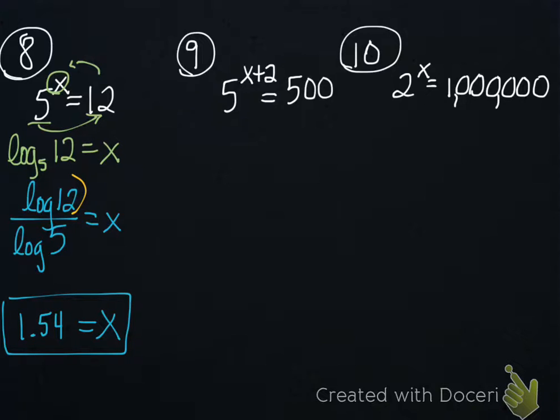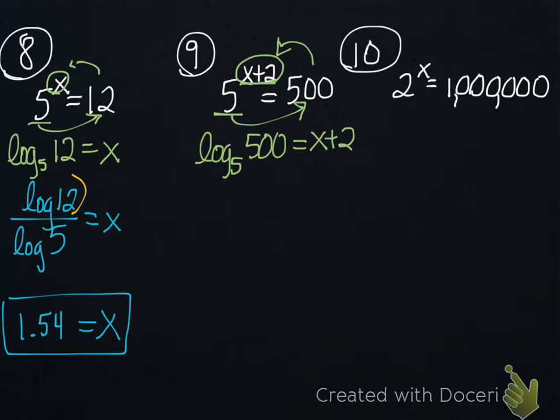Number 9. X is in the exponent. We have to turn it into a log in order to solve for the x. The base is 5. Log base 5. Go across the equal sign. The argument is 500 equals the exponent, x plus 2.